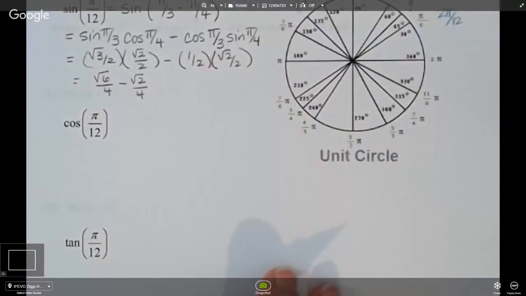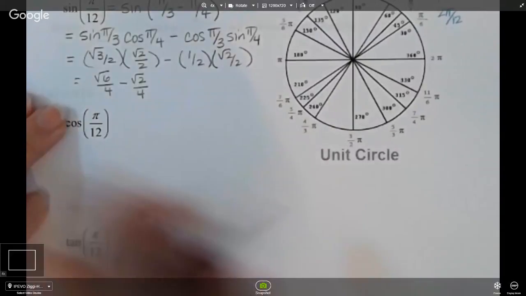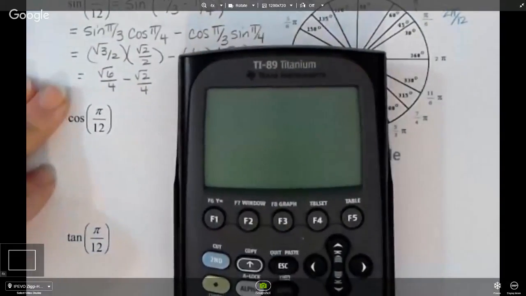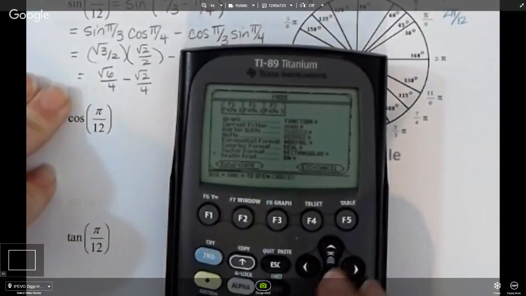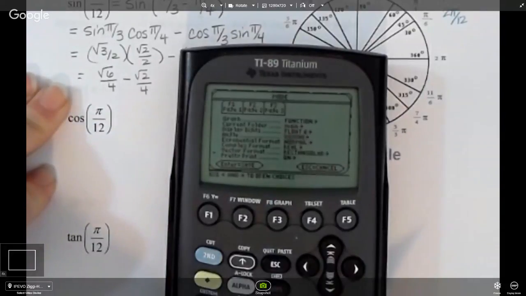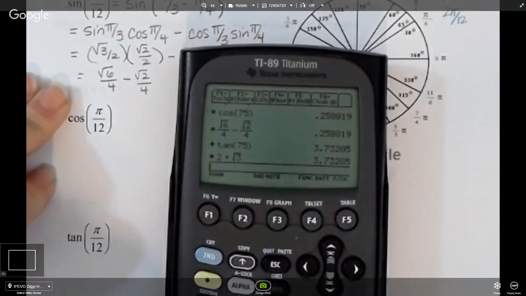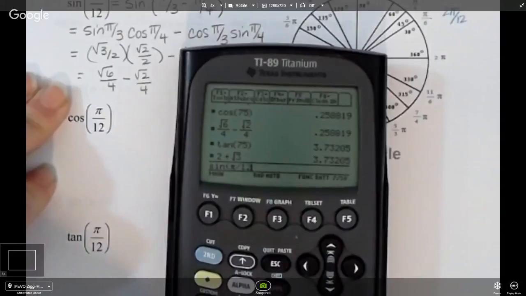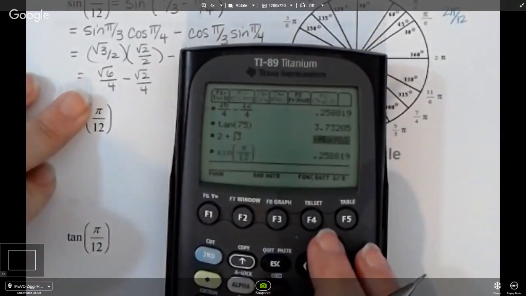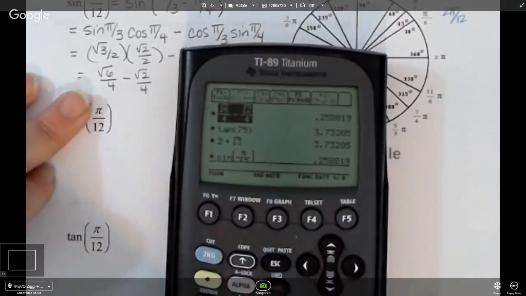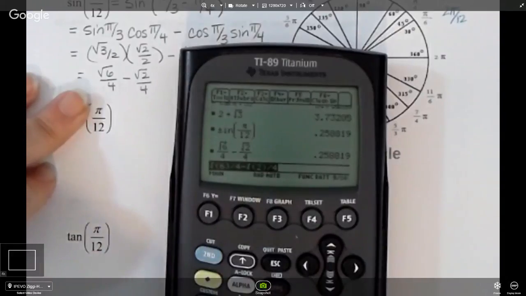All right, so if we go on our calculator here and change our mode to radians, here we go, changing my mode to radians, and I want to do the sine of pi divided by 12 and get a decimal there, I get 0.2588. And I'm going to remind you that if I go back up here and grab the root 6 over 4 minus root 2 over 4, we will get the same value. So it works.